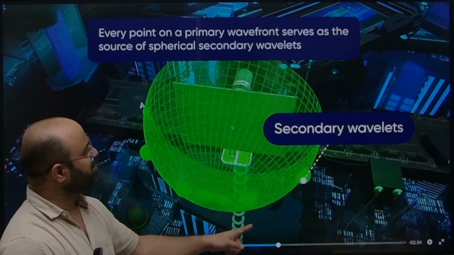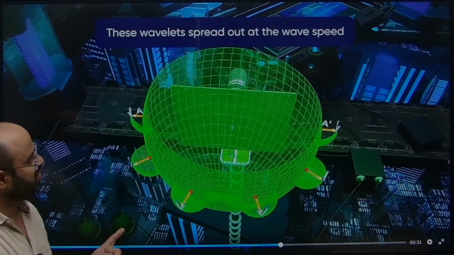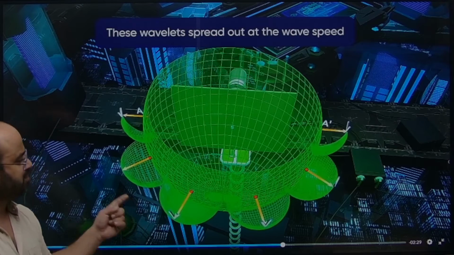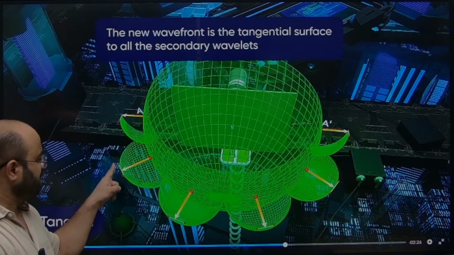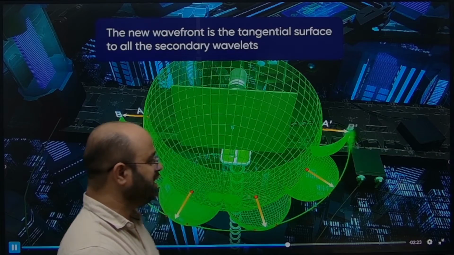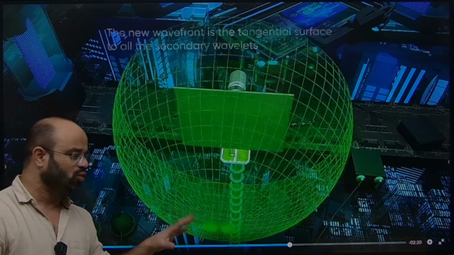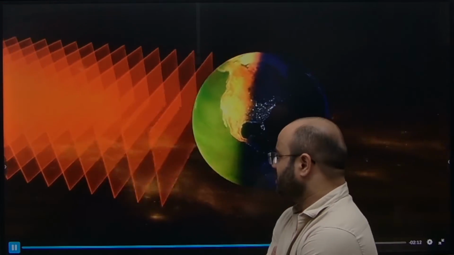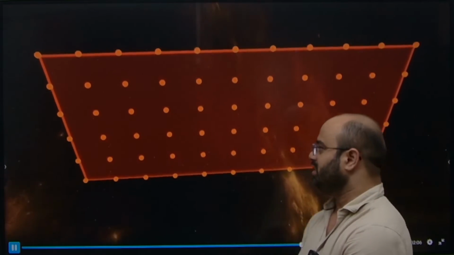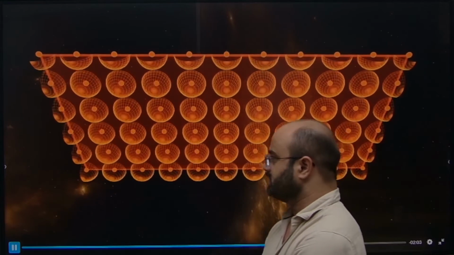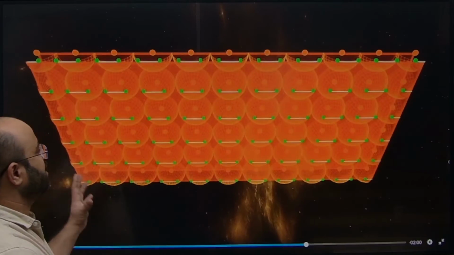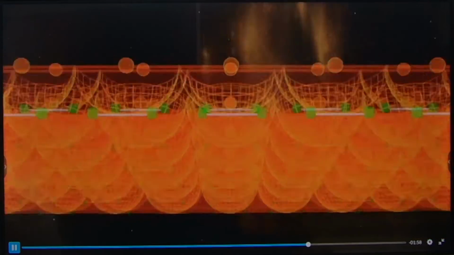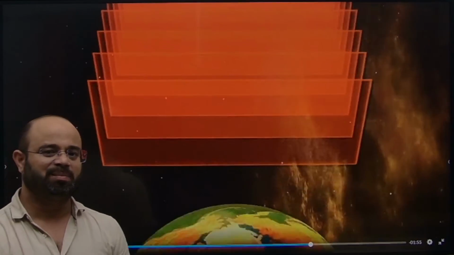Each point on the primary wavefront acts as a source of secondary wavelets, which spread out at the same speed. After a certain time, if we join all the points on the secondary wavelets, that makes a new wavefront. That means energy is now propagated from the previous wavefront to this wavefront. So this is a geometrical construction method by which Huygens explained we can predict where light will reach and in how much time, and there were different terms associated with it like phase difference, and that's how energy is propagated.